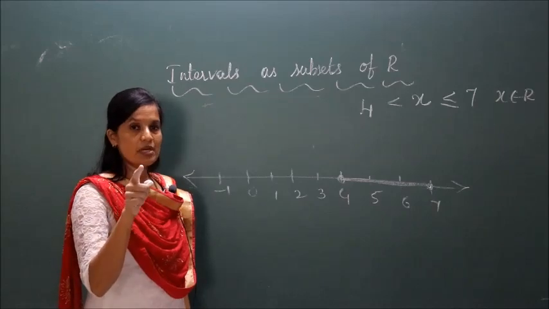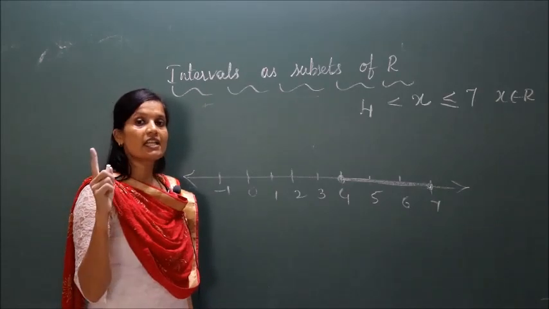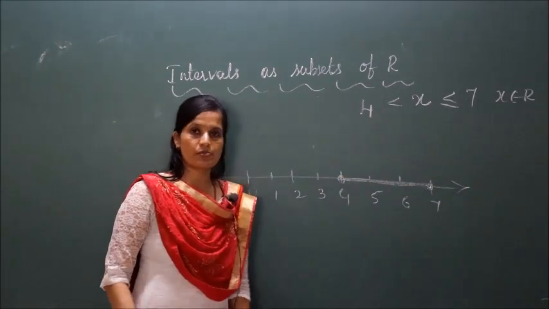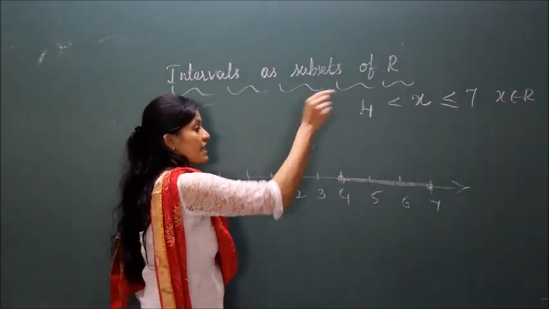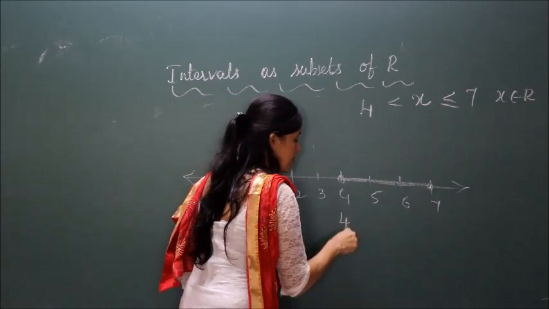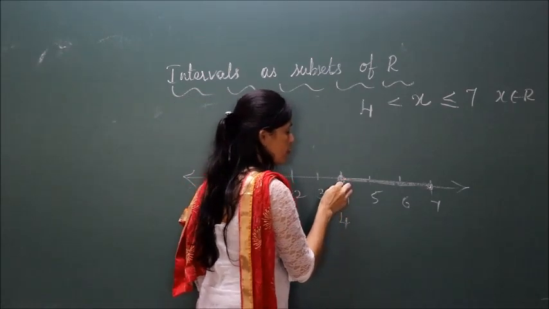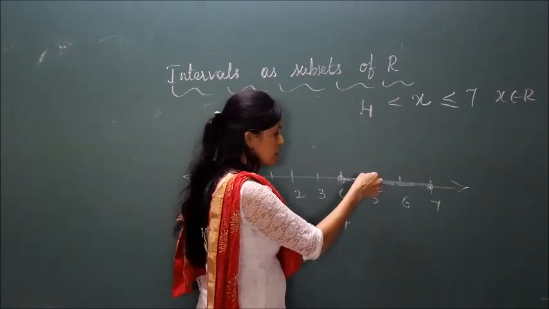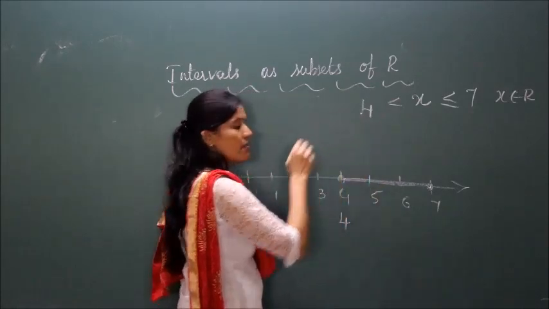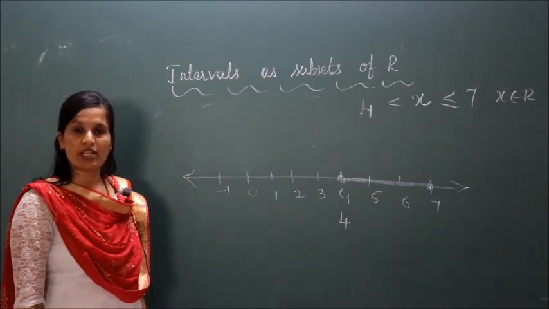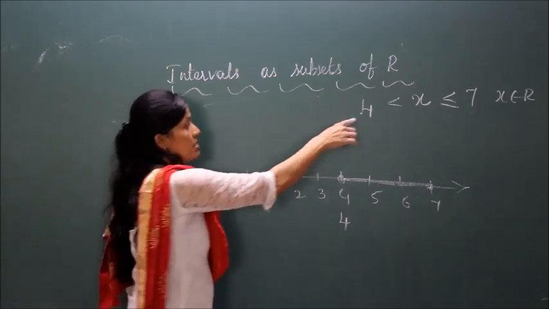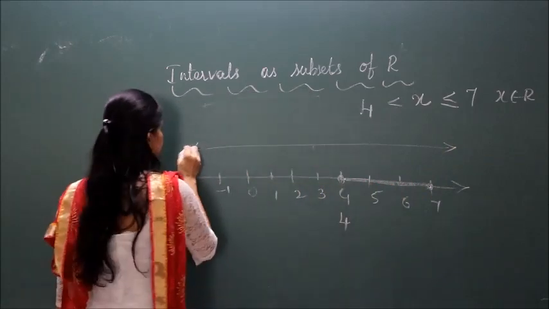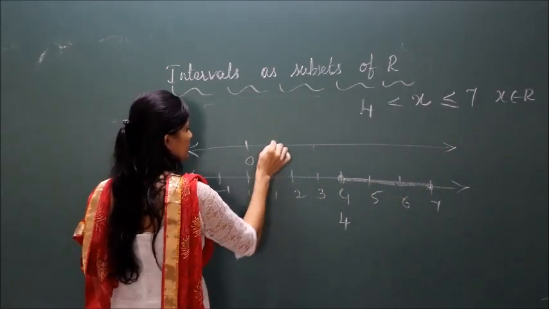If it is a natural number, x is greater than 4, which is x is greater than 4? 5, 6, 7, all those come. But if x is a real number, what is a number greater than 4? So 4.01, 4.0001, all those numbers come. Infinitely many numbers will come in between 4 and 5. So this can be represented on the number line.